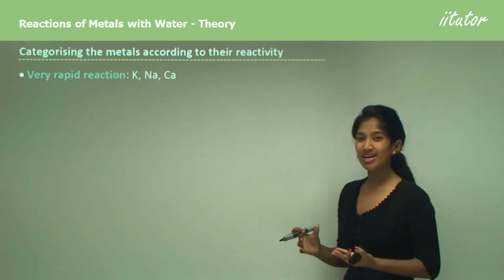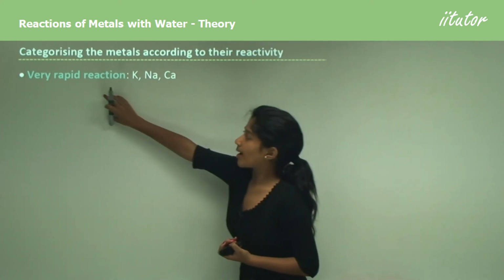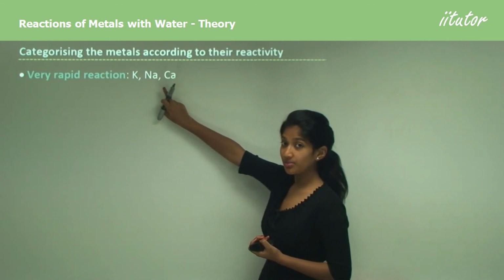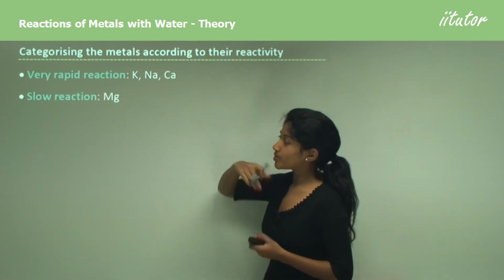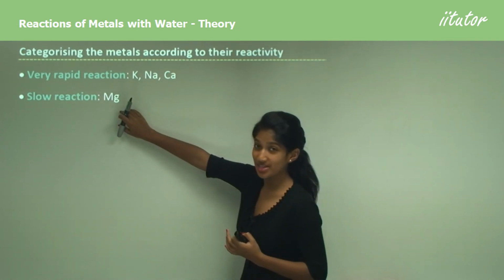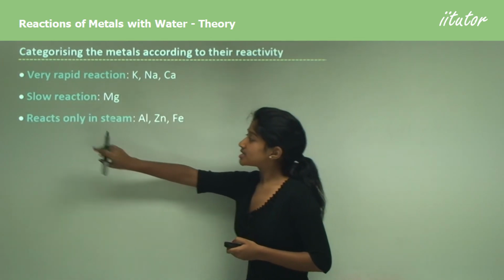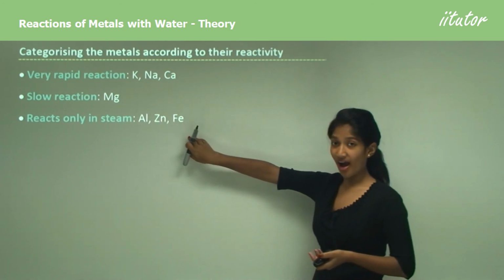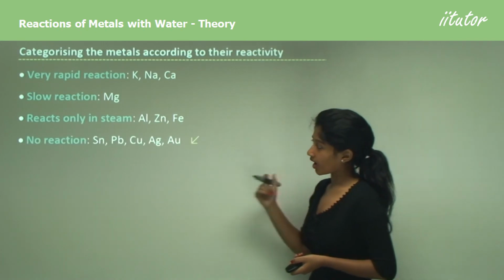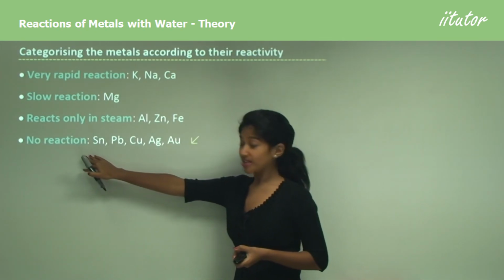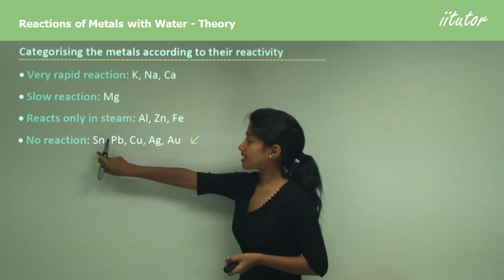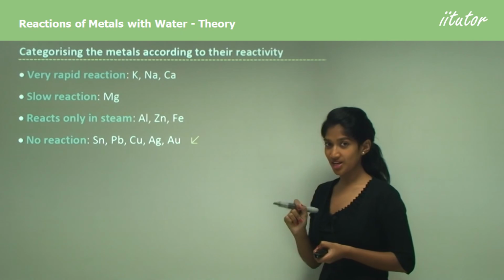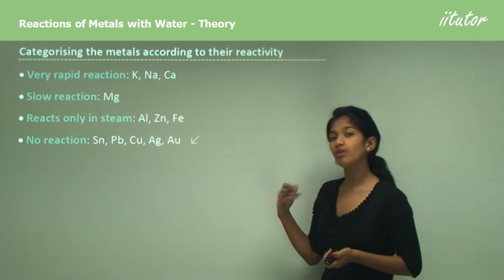Now let's just summarize what we just did. We have very rapid reactions happening with potassium, sodium, and calcium. Then we have slow reactions happening with magnesium. The metals that react with steam are aluminium, zinc, and iron. And metals that don't react at all are tin, lead, copper, silver, and gold. So as you can see, this is a summary of what we just learned.